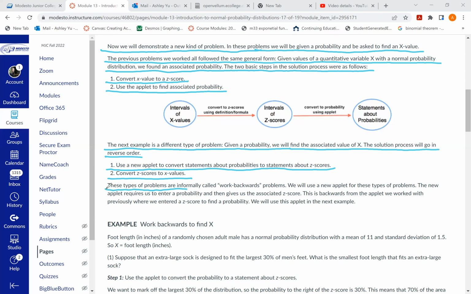These types of problems are informally called work backwards problems. I like that. Sometimes you see that in algebra too. You learn how to do something, and then you want to learn how to undo it.